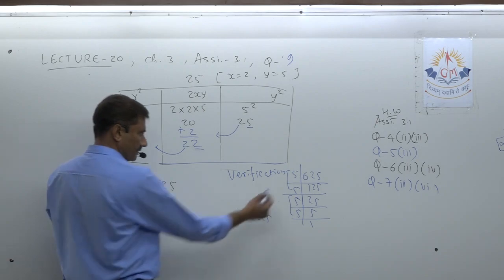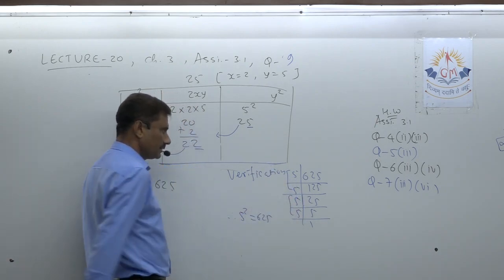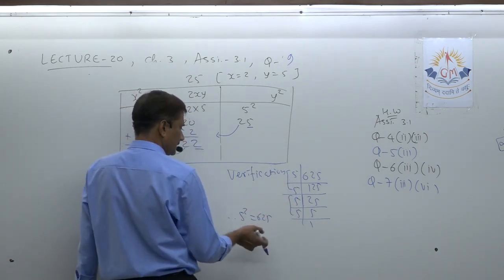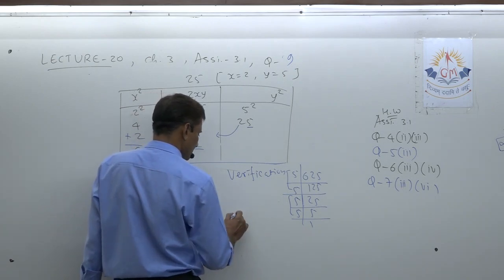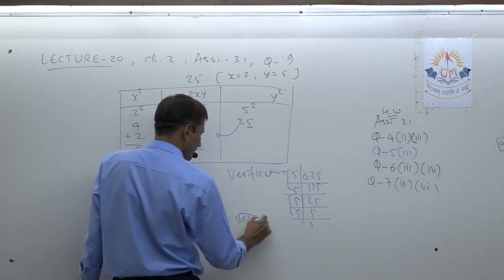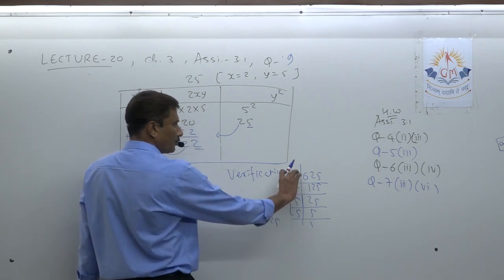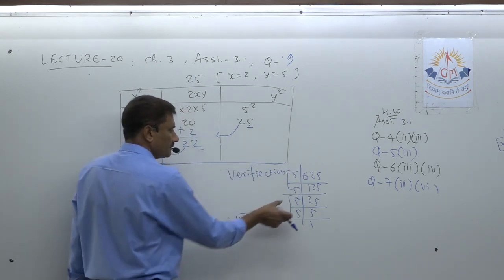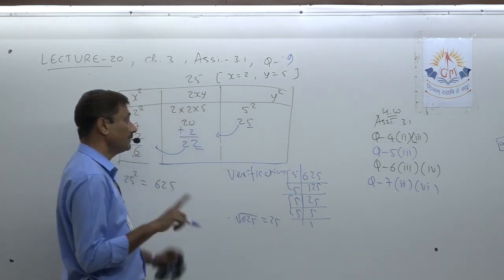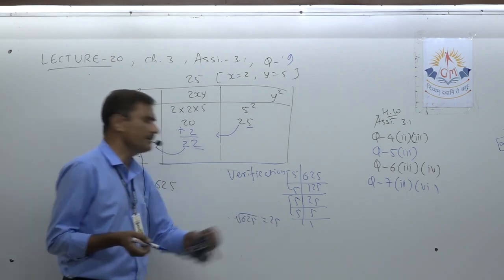Take one time from here, one time from here. So its square root becomes this. Otherwise you can write 625 square root equal to 25. From the pair take one digit only, from the second pair take one digit. So 5 5s are 25. So it is verified.